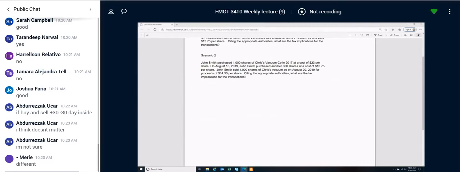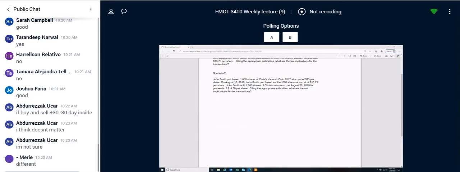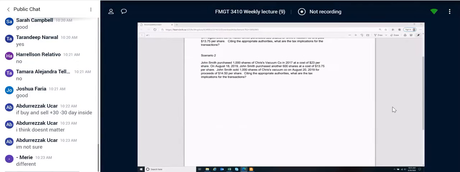Marie says different. Let me do a poll. If you say A, that means you're saying the numbers are the same under both scenarios. If you say B, you're saying the numbers are different. So do you think it's the same or do you think it's different? More people are going different.